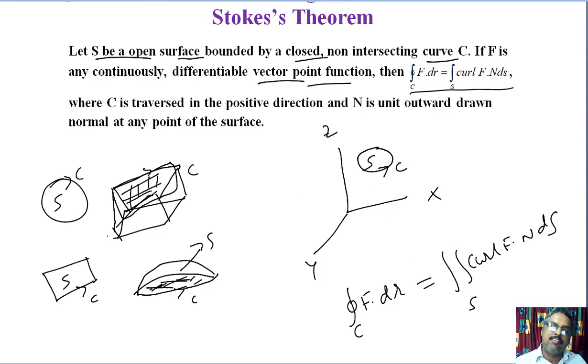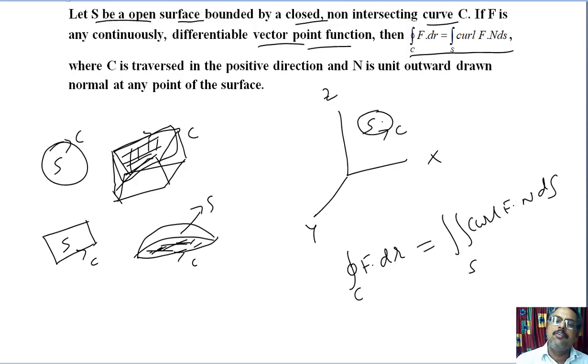Suppose you take the open box, it contains 5 surfaces. If you find all the surface integrals over S1, S2, S3, S5, the total value is the same as the integral of F dot dr, the line integral along this edge. We will discuss this later in detail. Here n is the unit outward normal to the surface. This is about Stokes theorem.